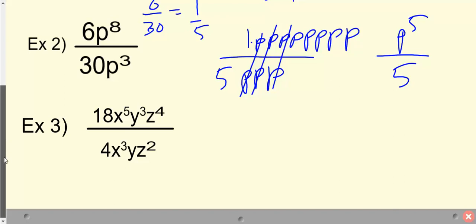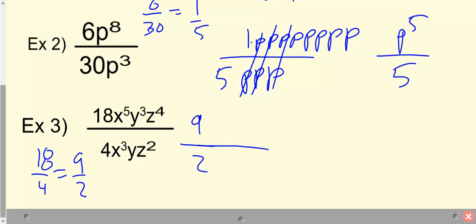All right, here we have a whole bunch of variables. 18 divided by 4 reduces to 9 over 2. So I'm just reducing my fraction first, 9 over 2. And then I'm going to expand out my x's, my y's, and my z's. I have 5 x's, I have 3 y's, 4 z's.